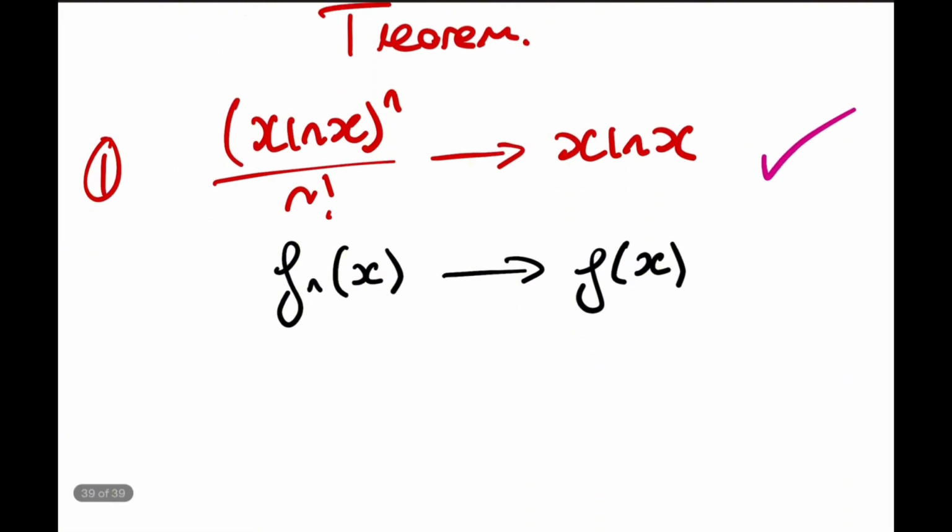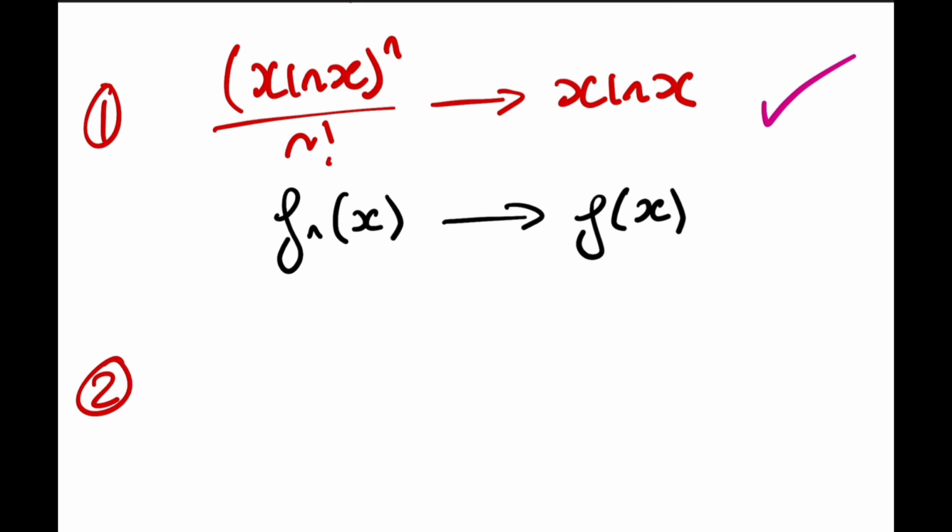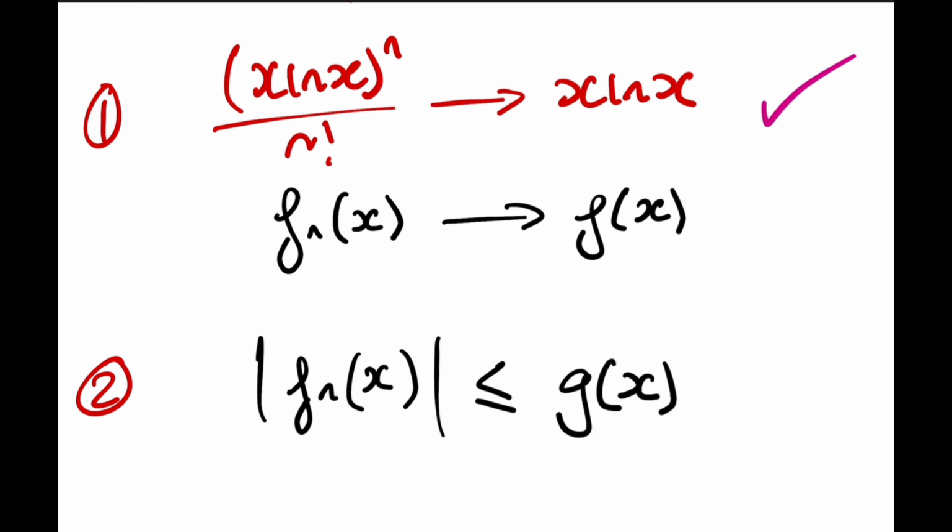The second condition that it has to meet is that there's a function, let's call it g of x, that is always bigger than or equal to the absolute value of f subscript n of x. So what that means is the absolute value of f subscript n of x is always going to be less than or equal to some function g of x. Now, this is called the dominating function.